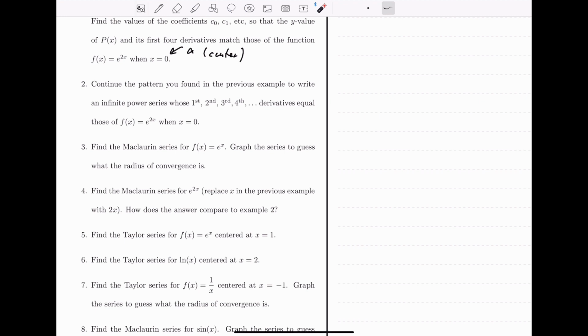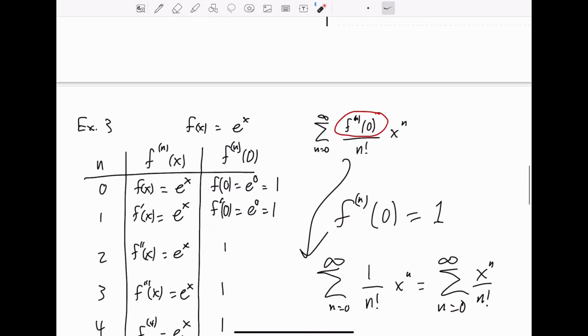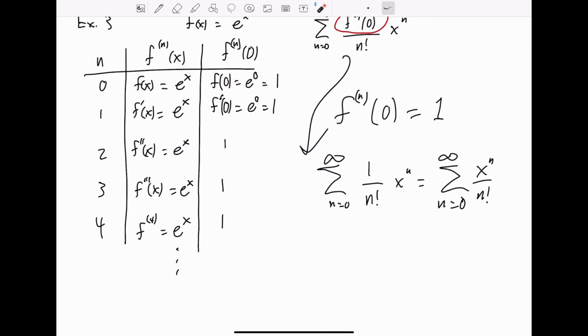And rather than doing this all by hand, we're going to use the series that we just found and we're going to modify it to get to the series for e to the 2x. Let me show you how. So here's the Maclaurin series for e to the x. And we saw in Desmos that e to the x equals this series for all values of x. So we can write e to the x equal to this infinite power series.